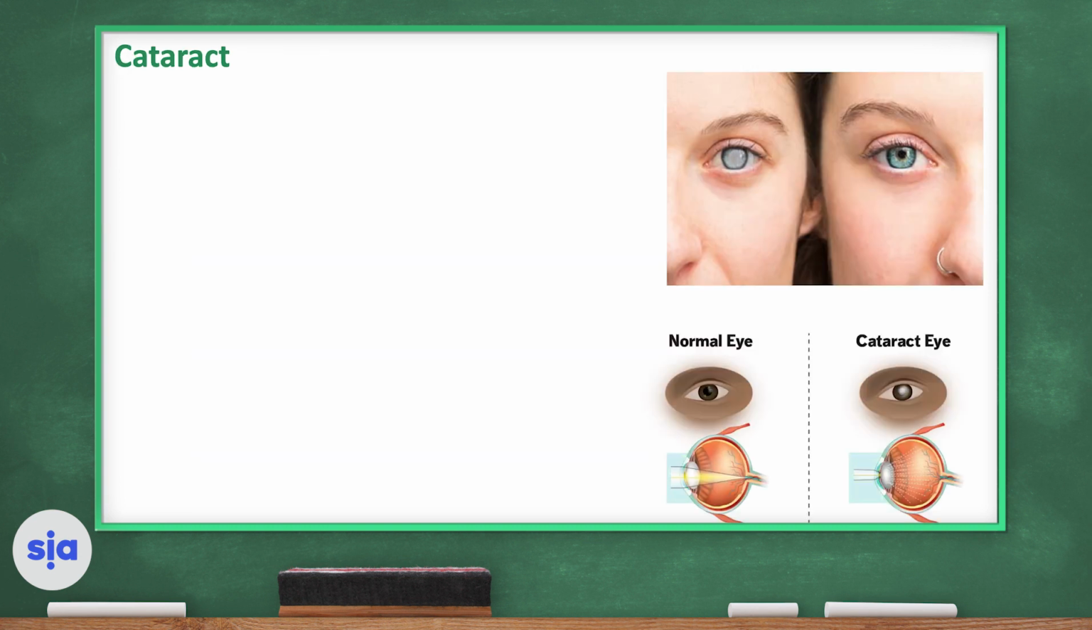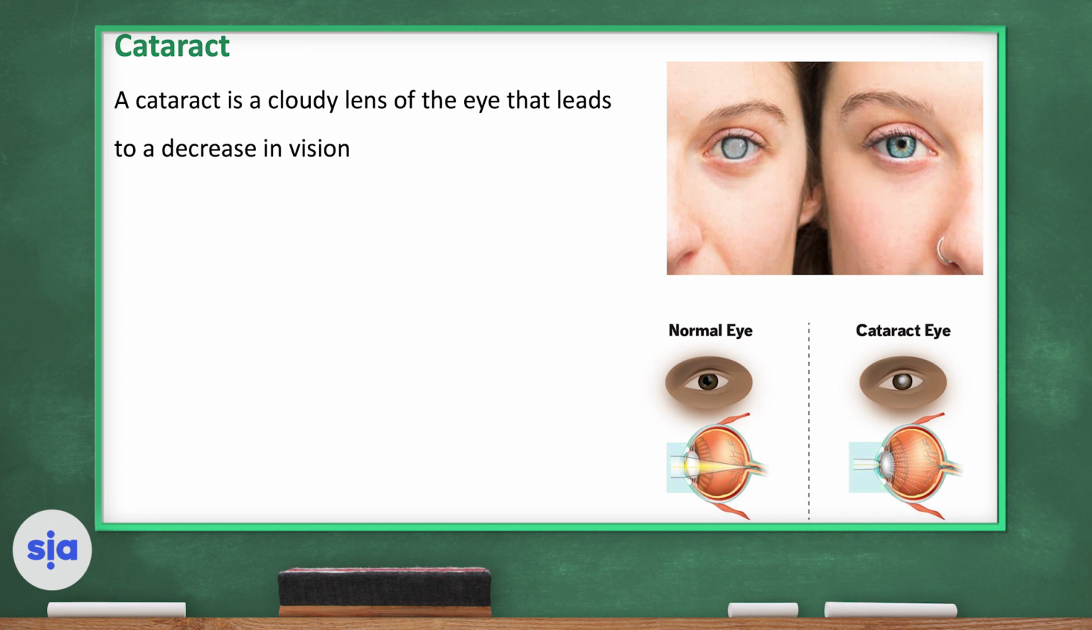So let's now talk about what is called cataract. What do you know about cataract? It's a disease. It's when the lens is cloudy. Can you see this picture? If the lens is clear, we cannot see it. But if the lens is cloudy and opaque, we will see it through the pupil of the eye. So it's the cloudiness and the opacity of the lens of the eye that leads to decreased vision.